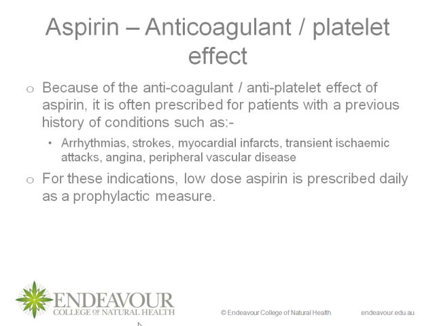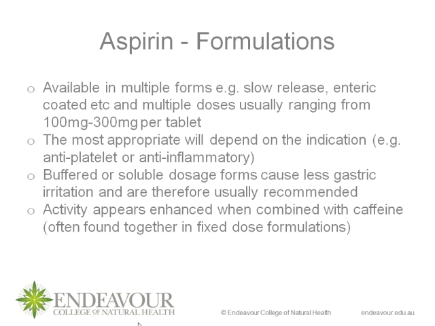Because of the anticoagulant and antiplatelet effects of aspirin, it can be prescribed for the following conditions: arrhythmias, strokes, post-myocardial infarct, TIAs, transient ischemic attacks, angina, and peripheral vascular disease. It's only a low dose in these cases as a prophylactic preventative measure. There are many formulations of aspirin: slow release, enteric coated, and dosages from 100 milligrams through to 300 milligrams per tablet.